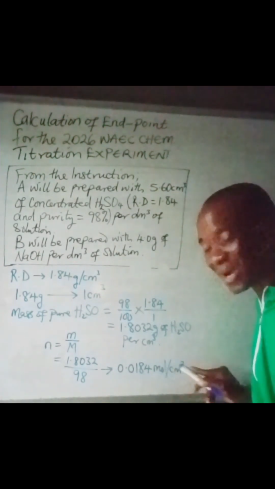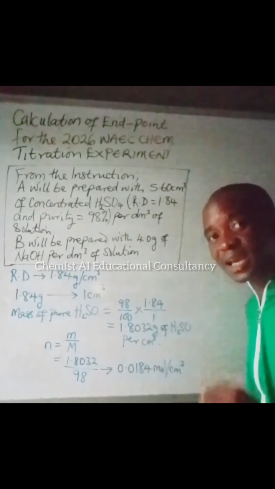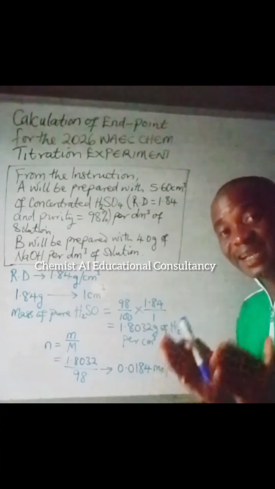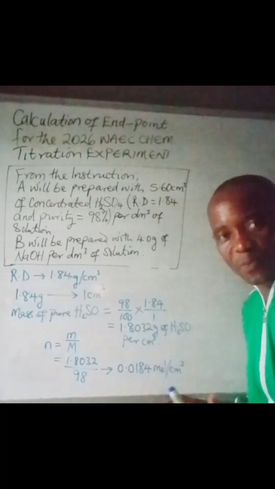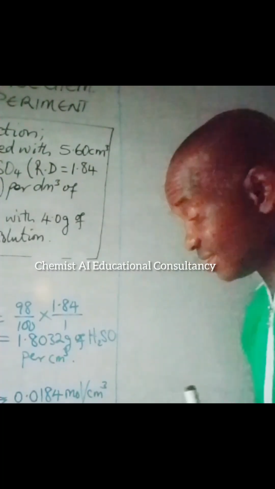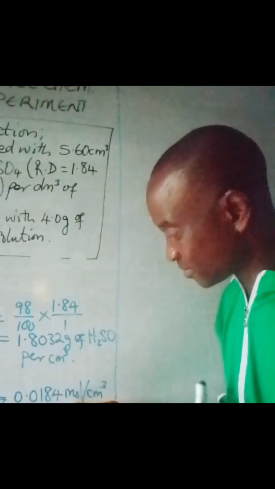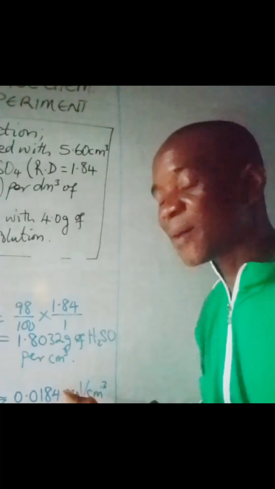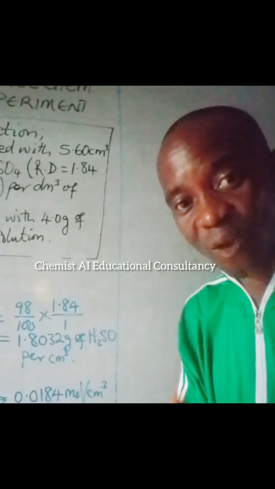and not mole per cm cube. dm cube is 1000 cm cube. So we are going to calculate the concentration of this acid inside that stock bottle by converting mole per cm cube to mole per dm cube. Now, it is agreed that 0.0184 mole is inside 1 cm cube. We want to find out how many moles in 1000 cm cube, which is the same as 1 dm cube.